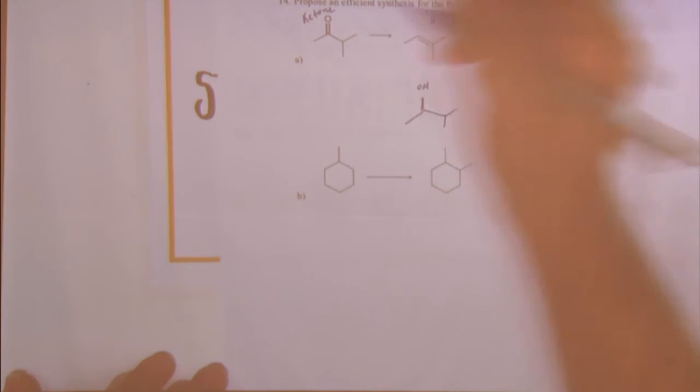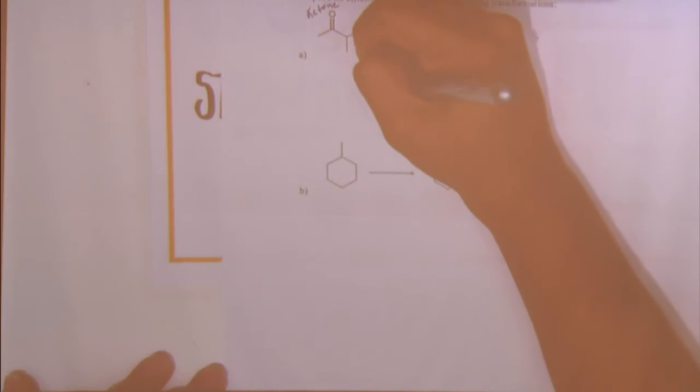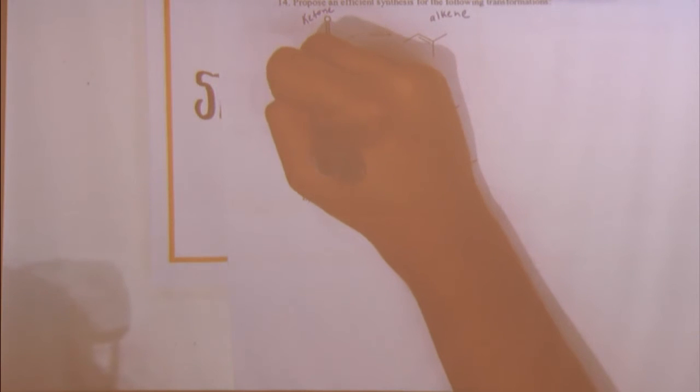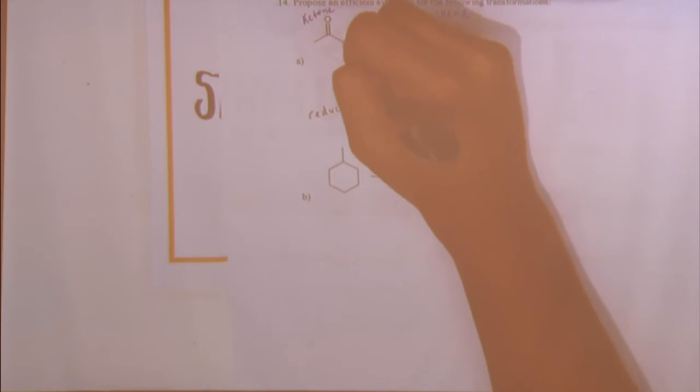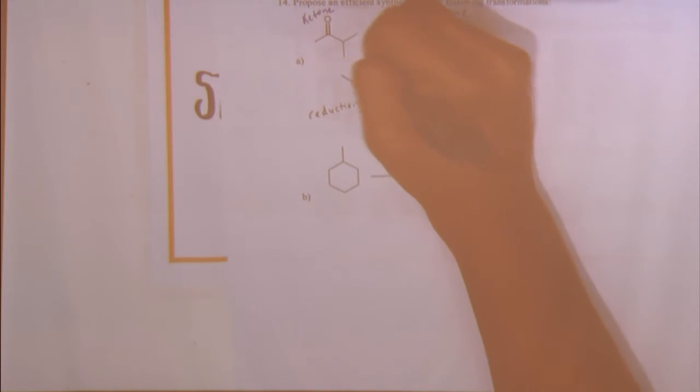And to do so, first, to convert the ketone to the alcohol, you need to do a reduction. You'll need to use a reduction reagent to accomplish this, such as lithium aluminum hydride, which is LAH. Or in this case, you could even use sodium borohydride.